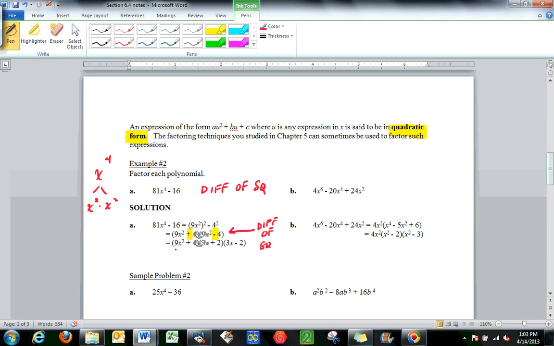Keep in mind, 9x squared plus 4 is not factorable. We learned a sum of cubes, but we do not have a sum of squares. So the final answer would be left that way.